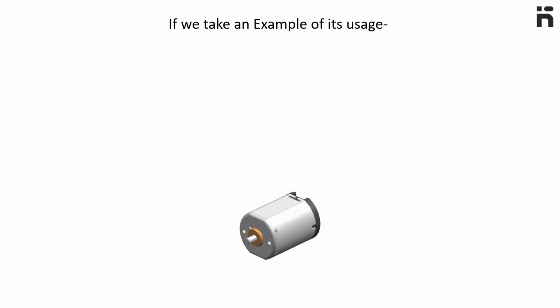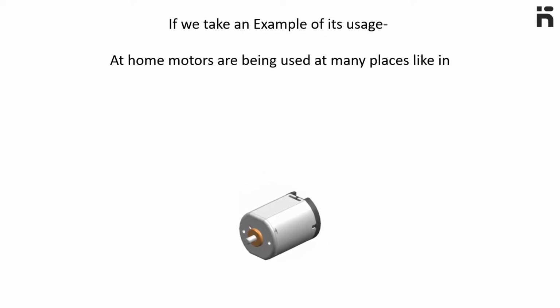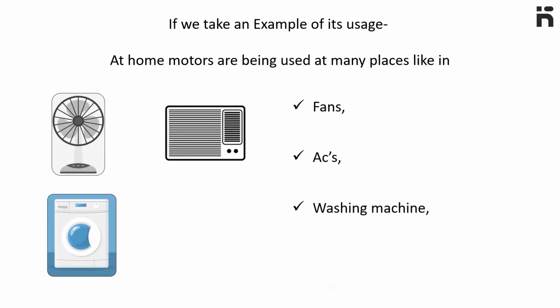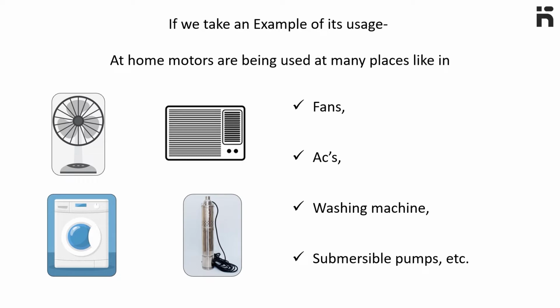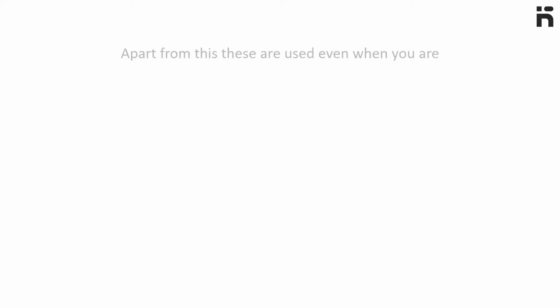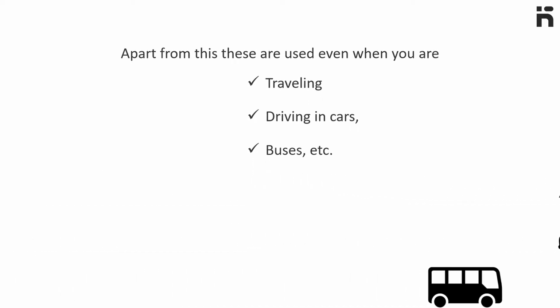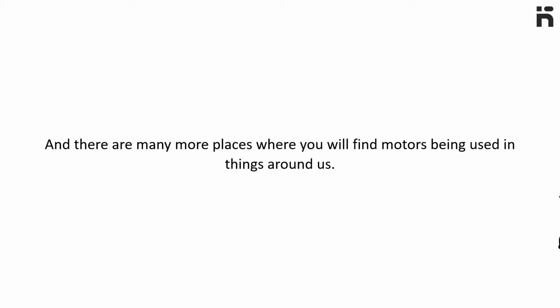If we take an example of its usage, at home, motors are being used at many places, like fans, ACs, washing machines, submersible pumps, etc. Apart from this, these are used even when you're traveling or driving in cars, buses, etc. And there are many more places where you will find motors being used in things around us.